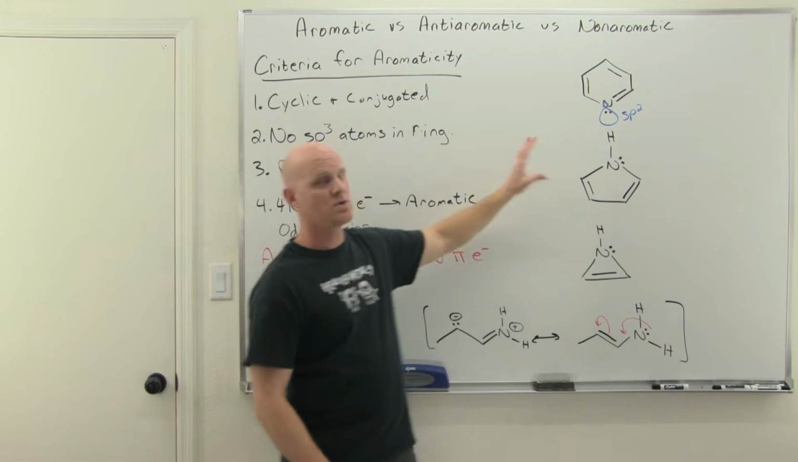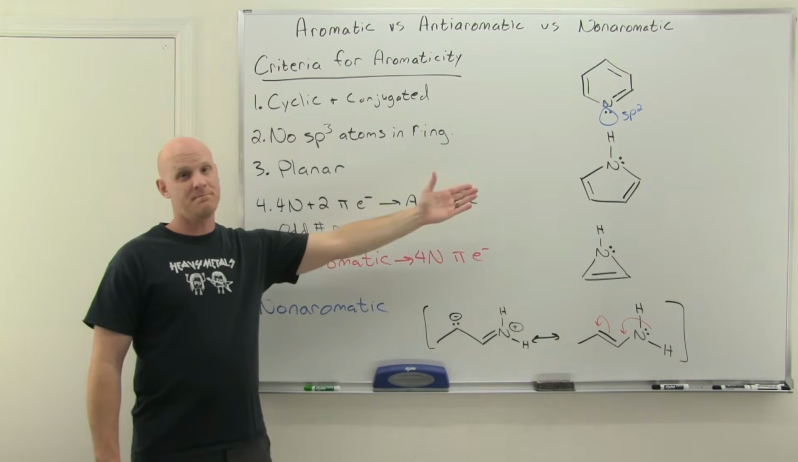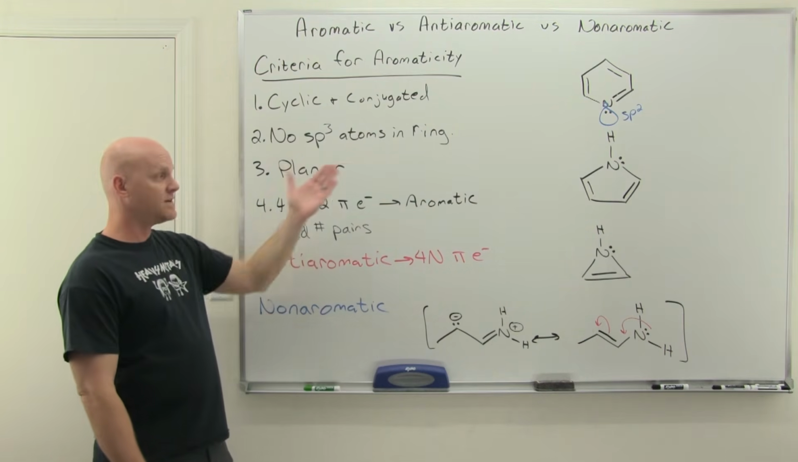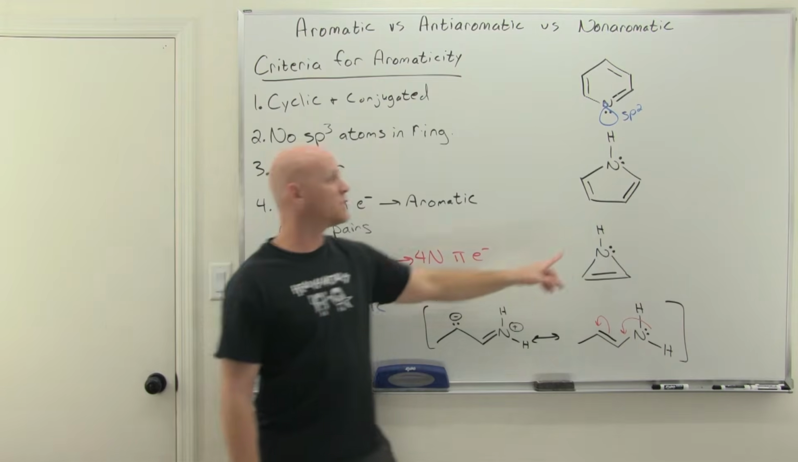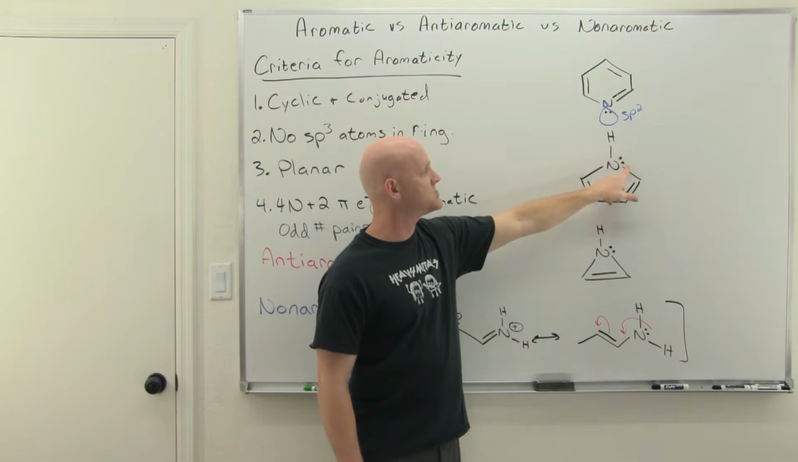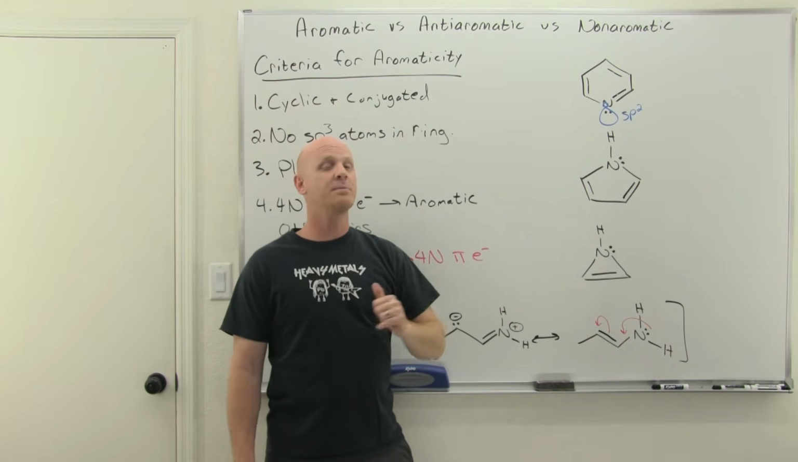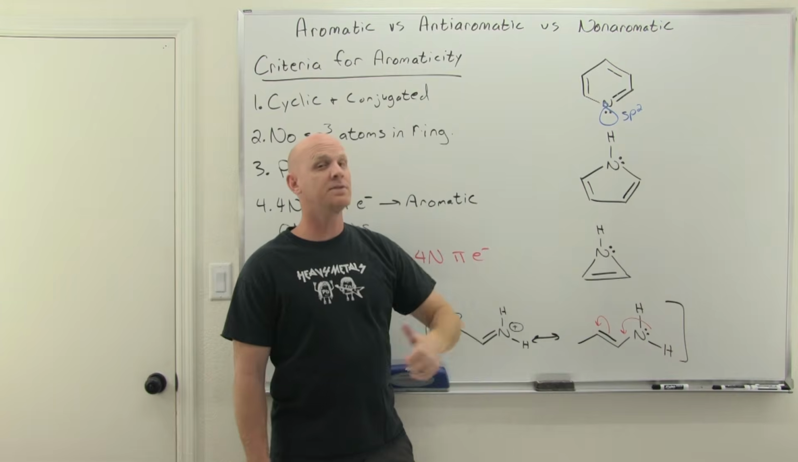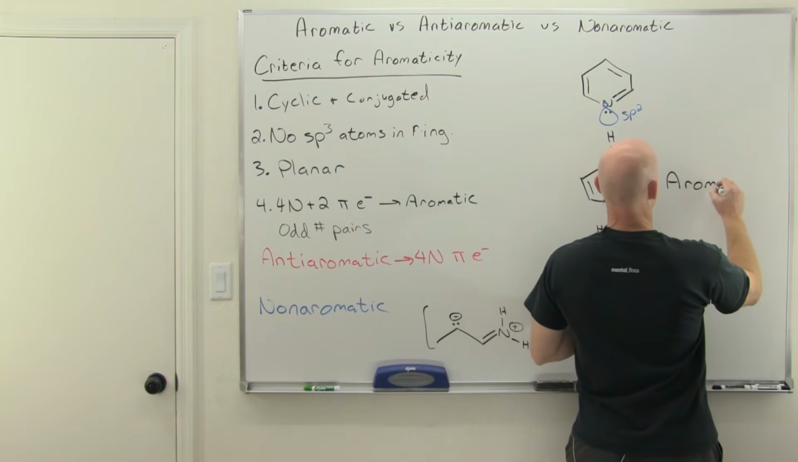So that's the next thing. If we look at this, cyclic and conjugated, we said check. No sp3s? Probably so. Planar? Yep, it can definitely be planar, being 7 atoms or smaller in the ring. And then 4n plus 2 pi electrons. Well, if we count the lone pair, that would be 2, 4, 6. That's an aromatic number, an odd number of pairs, 3 pairs. That's a 4n plus 2 number. And indeed, this is an aromatic compound.